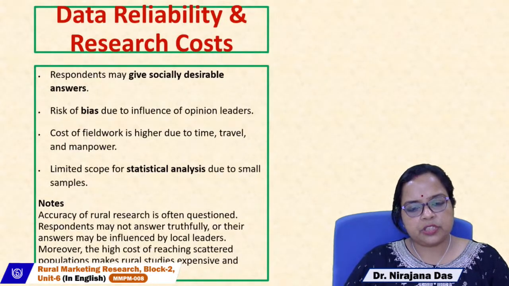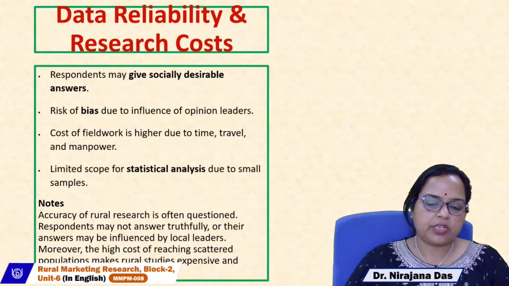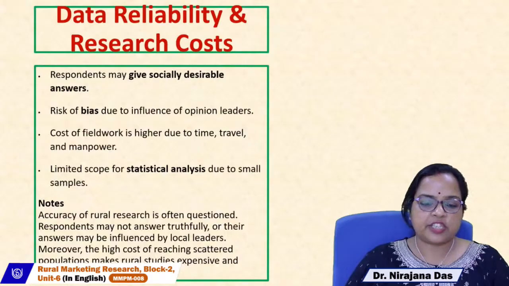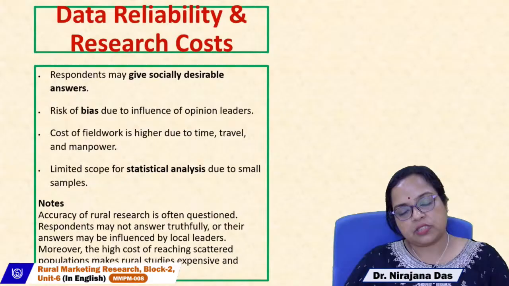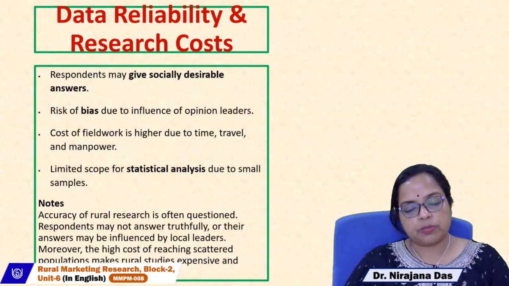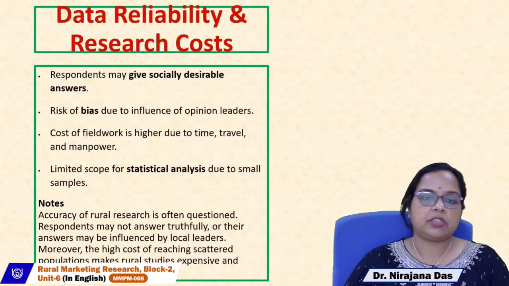Accuracy of rural research is often questioned. Respondents may not answer truthfully, or their answers may be influenced by the local leaders. And as we discussed, the high cost of reaching a scattered population makes rural studies expensive and resource heavy. So the major challenge of marketing research in the rural belt is data reliability and research cost.